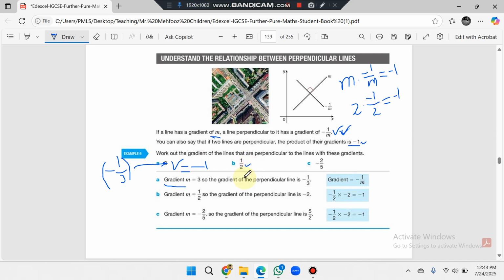Also, the gradient is given as 1 over 2. So what is the gradient of the perpendicular line? That will be minus 2, right? If we multiply it by minus 2, your answer will be equal to minus 1. Understand or not?